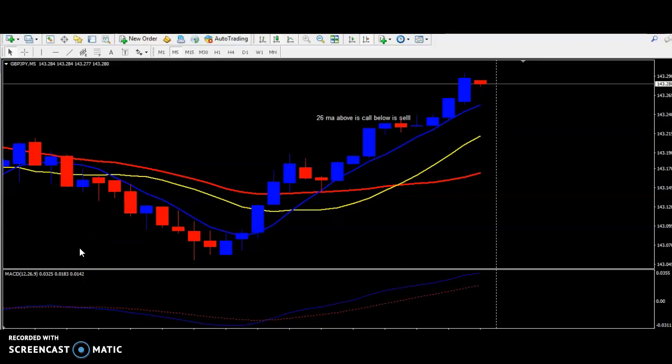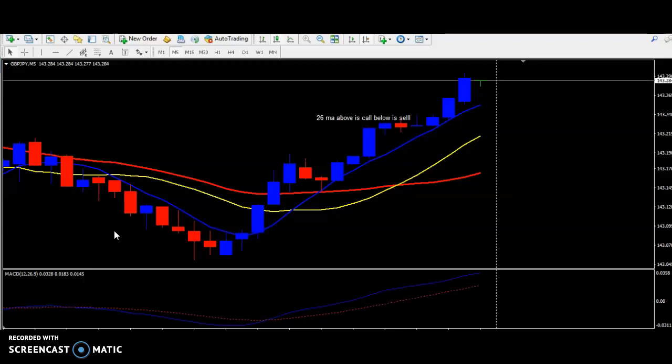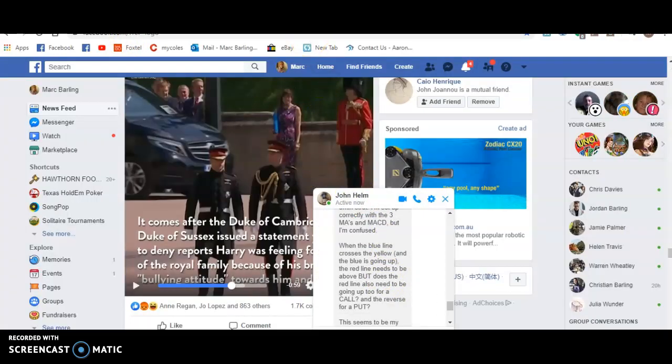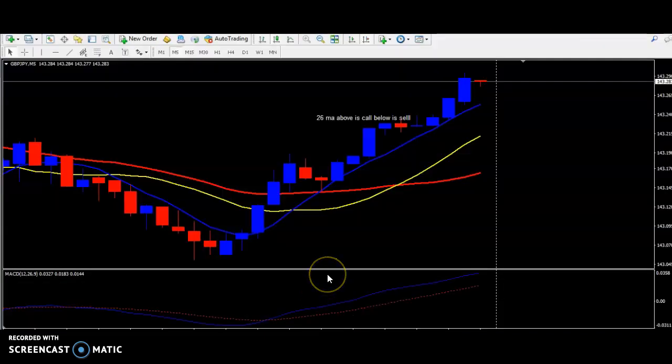Hey traders, I've had a few people ask me over the last week or two about this strategy, and they're not 100% sure how to read it or how it works. I got a guy this morning named John who asked the question, and he's not the only one. I've had quite a few people ask me this question, so let's just explain it again.